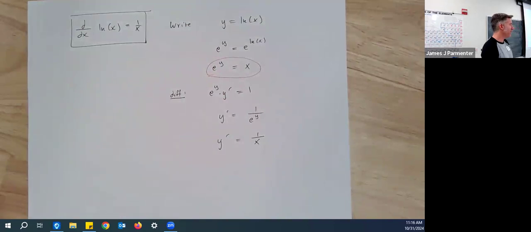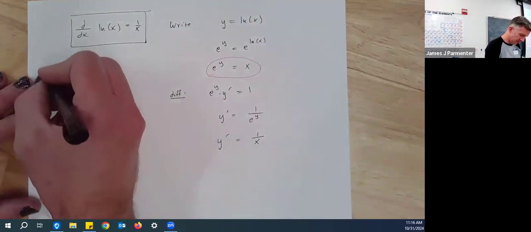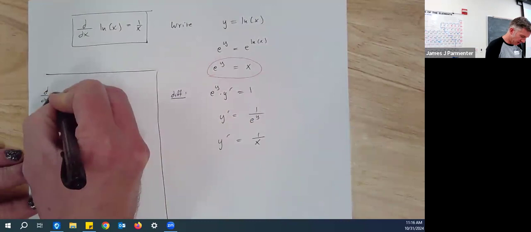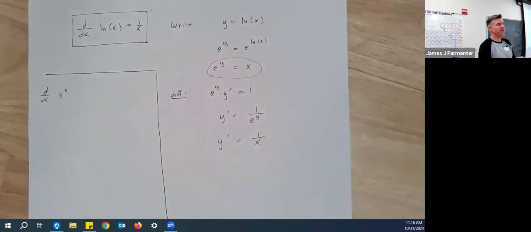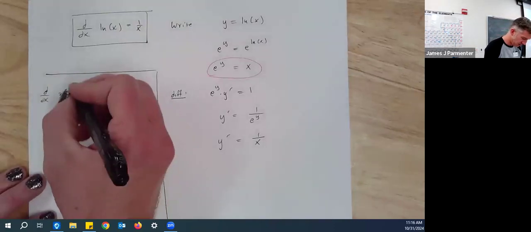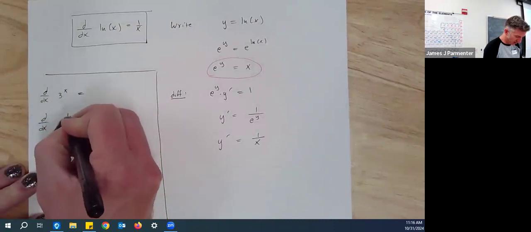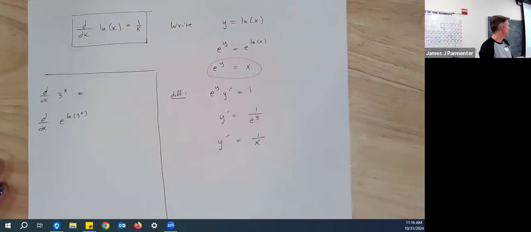You can also use this to find the derivatives of other bases. For example, if you wanted to find the derivative of 3 to the x, I have varying ideas about how you should do this, to be honest. Let me talk about both of them. One way that is not my favorite, but I've come to not hate it, is to rewrite this as the derivative of e to the natural log of 3 to the x. Totally valid. You can write anything as e to the natural log of that anything, and you haven't actually changed it.